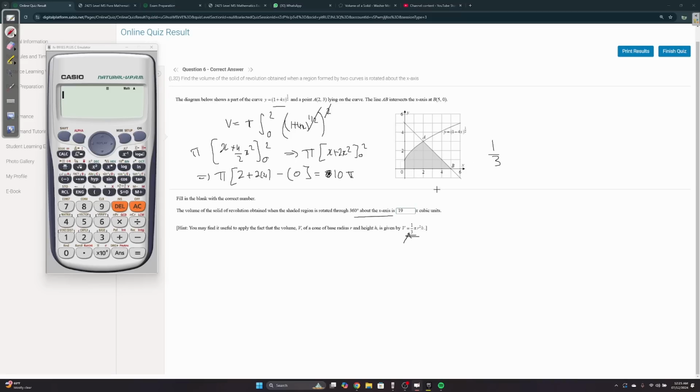If you want, you'll get 1 over 3 times pi times the radius of the cone, from here to here, which is 3, so times 3 squared, times the height of the cone, from 2 to 5, which is also 3. So you're going to get 9 pi, of course. So 9 pi and 10 pi gets you 19 pi. This is the chill way, okay?